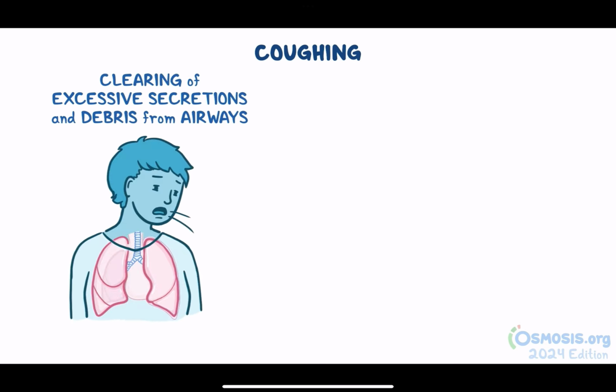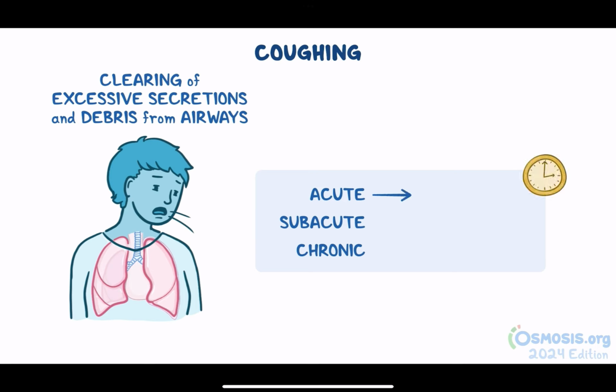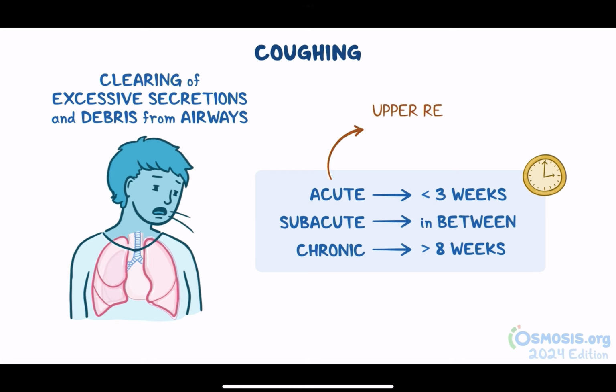Coughing is a protective physiologic response that facilitates the clearing of excessive secretions and debris from the airway. The distinction between acute, subacute, and chronic cough is based on duration. An acute cough lasts less than 3 weeks, while a chronic cough lasts for more than 8 weeks, and a subacute cough lies in between.